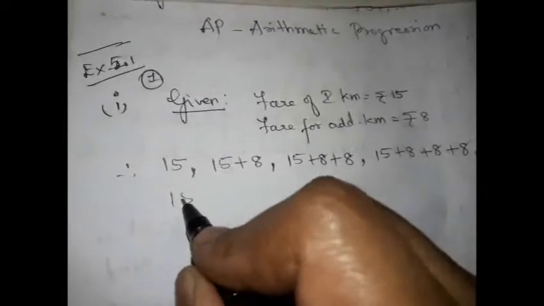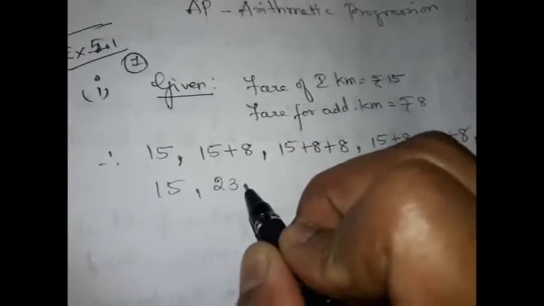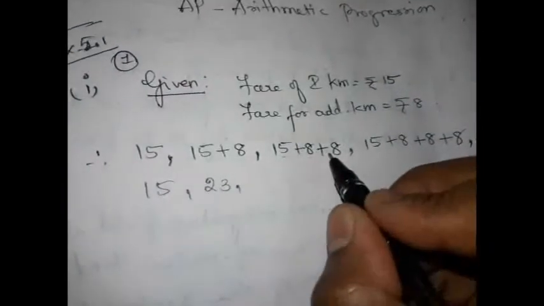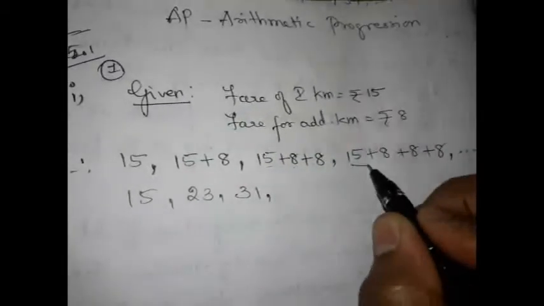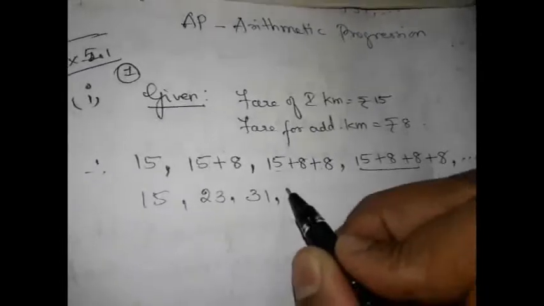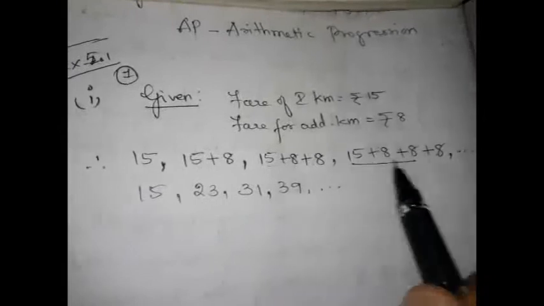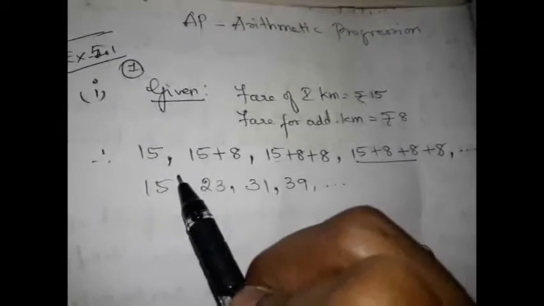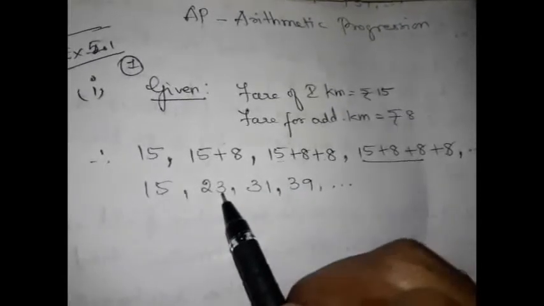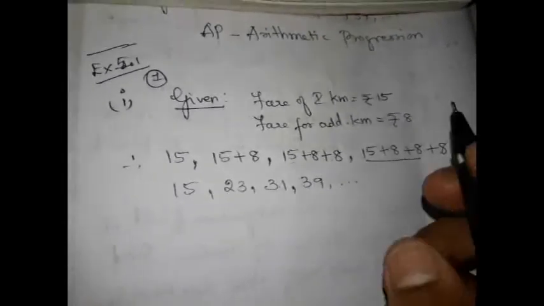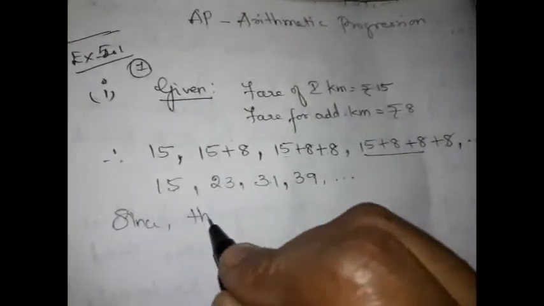Now this is nothing but 15. What is 15 plus 8? 23. Then 23 plus 8, which is nothing but 31. Then 31 plus 8, which is 39. Likewise it goes on. Now from this itself we can analyze there is a common difference, right? What is 23 minus 15? 8. 31 minus 23? 8. 39 minus 31? 8.